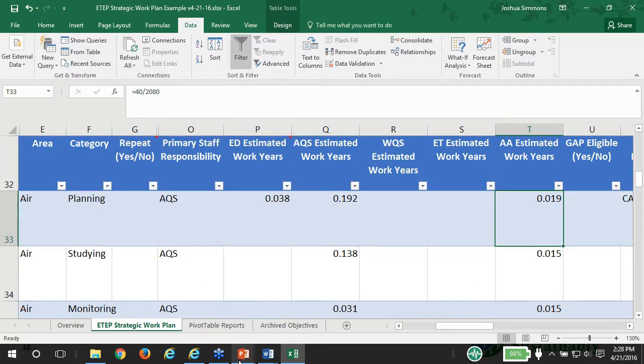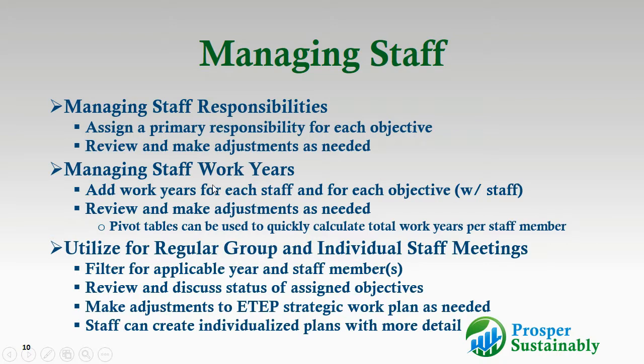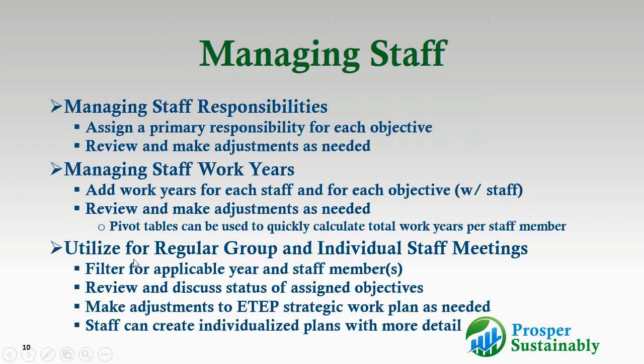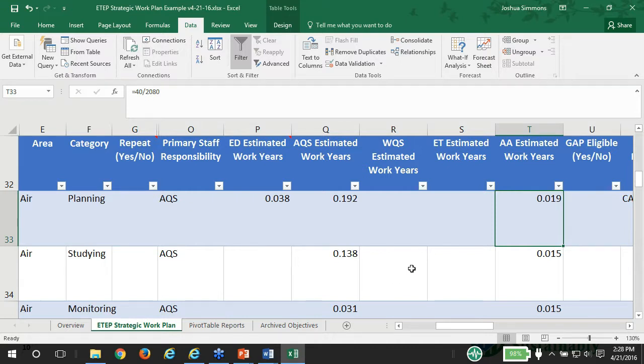All right, so I mentioned too that this is very helpful for your meetings. Let's go talk about that in a moment. So you want to utilize this for first preparing your work plan initially, but also this can be particularly helpful for group and individual staff meetings. So let's start off by providing an example staff meeting. Let's say you're meeting with your air quality specialist. You do monthly meetings with your air quality specialist to discuss how things are going, to make sure everybody's on the same page with everything. So let's go back here.